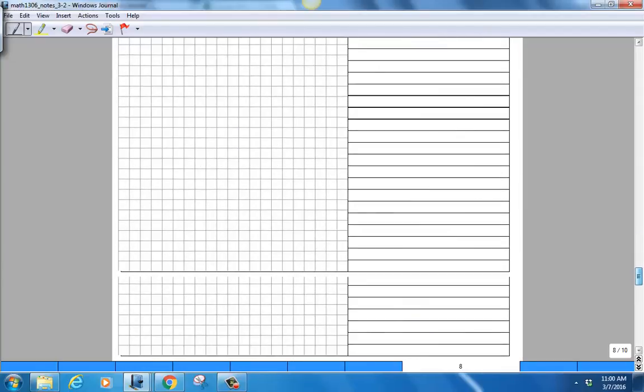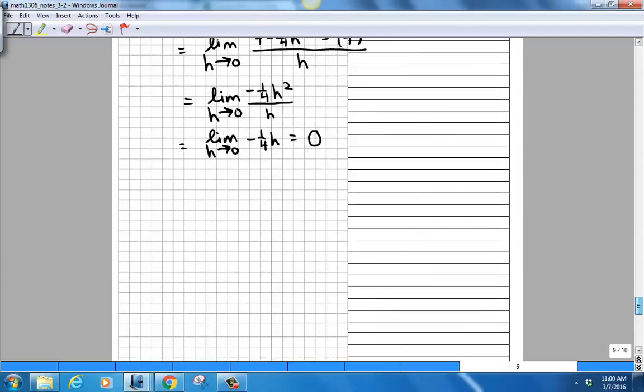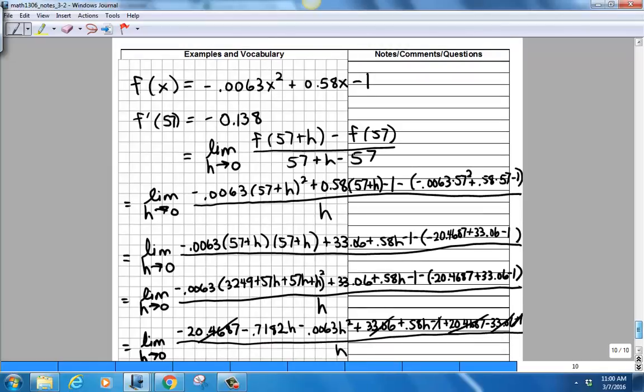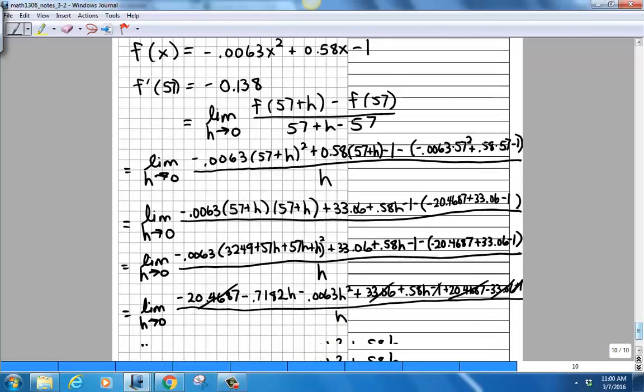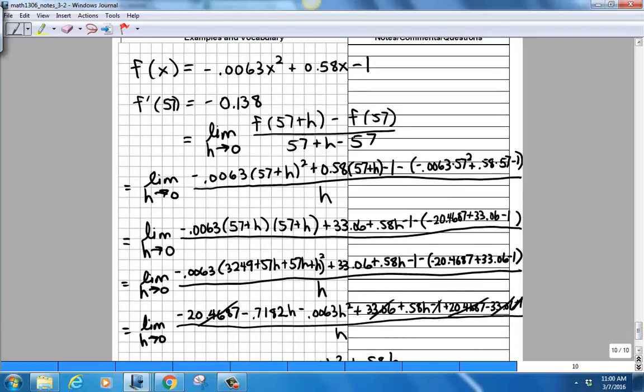All right, now, that's a lot of work, right? Still a lot of work, and prone to mistakes, because there's some algebra involved, okay? So if you had to calculate a bunch of instantaneous rates of change for this formula, f prime of 30 and f prime of 40 and f prime of 50, in addition to f prime of 57, you would get exhausted, right? Because that's a lot of calculation still to calculate one instantaneous rate of change.